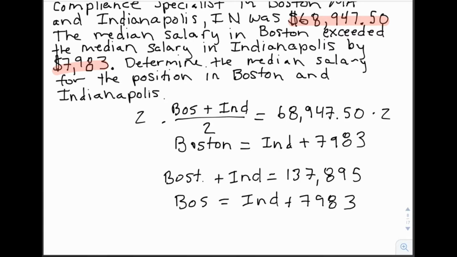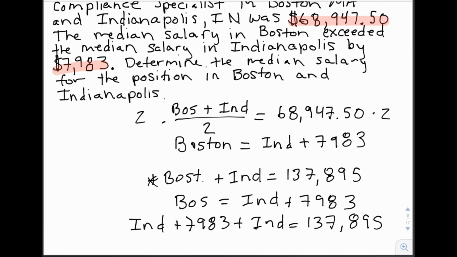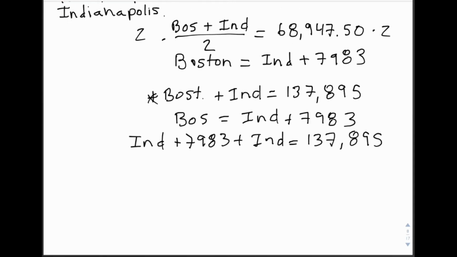So what we can do now is use our substitution method to solve for our desired variable. We can take our Boston and substitute that into this equation right here. So that will give us Indianapolis plus 7983 plus Indianapolis is equal to 137,895. And now we can do some simplification here.